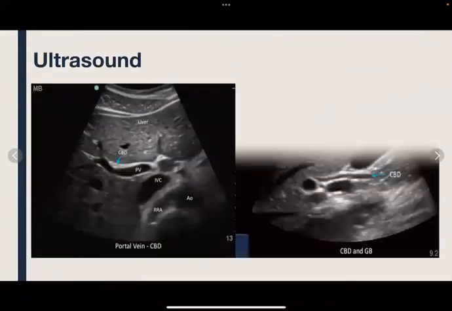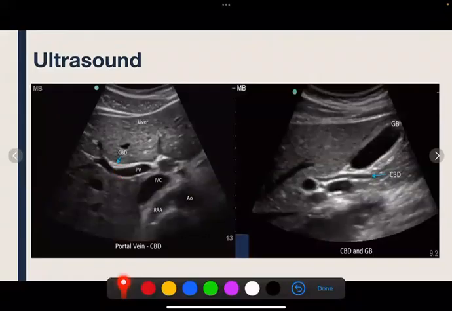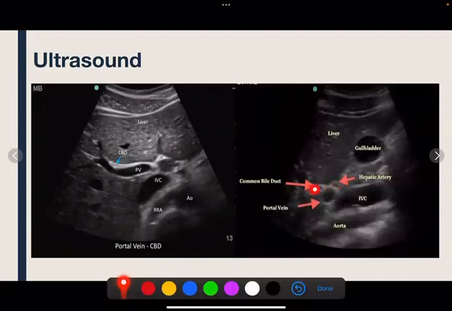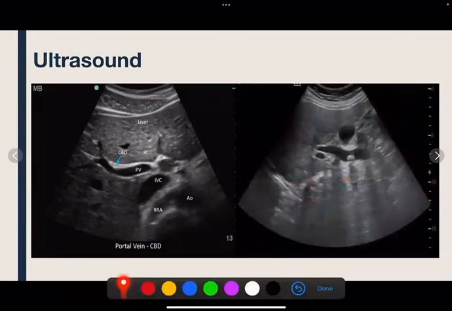This is an ultrasound examination. This is a normal CBD. This ultrasound shows a dilated common bile duct. This is the hepatic artery, the common bile duct, and this is the portal vein posteriorly. This is showing a stone inside the dilated common bile duct with acoustic shadow.